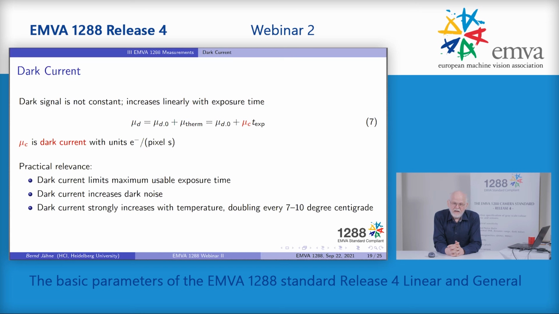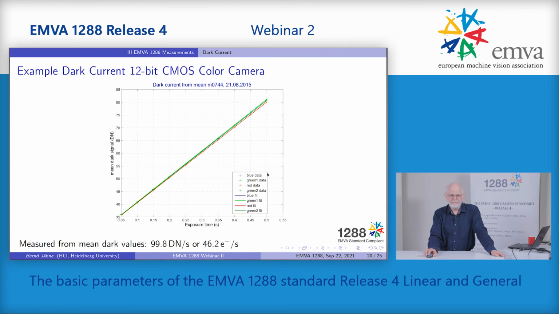The dark current is the only parameter which strongly increases with temperature. It doubles about every 7 to 10 degrees centigrade. And this is why there is one optional measurement in the 1288 standard to measure how the dark current behaves as a function of the temperature. All other parameters like the SNR, the essential SNR, are almost independent, with only slight temperature variations, but this is a very strong temperature dependency.